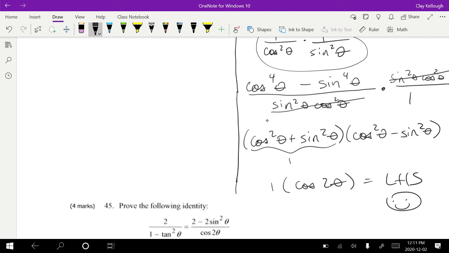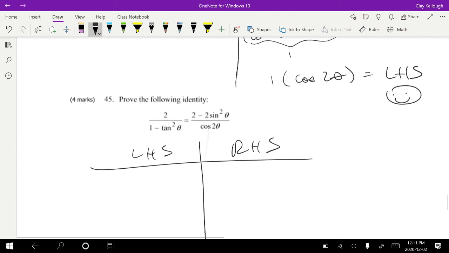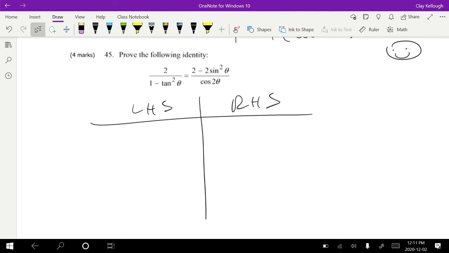All right, cool. Let's do the same thing. 45. What are you thinking? I'm thinking the left-hand side. No, I'm thinking the right-hand side is more complicated. It's got a cos 2 theta in there. Yeah, it's got a cos 2 theta. So let's do the right-hand side. So I'm going to take the right-hand side. That's 2 minus 2 sine squared theta over cos 2 theta. Now, okay, let's think this through.